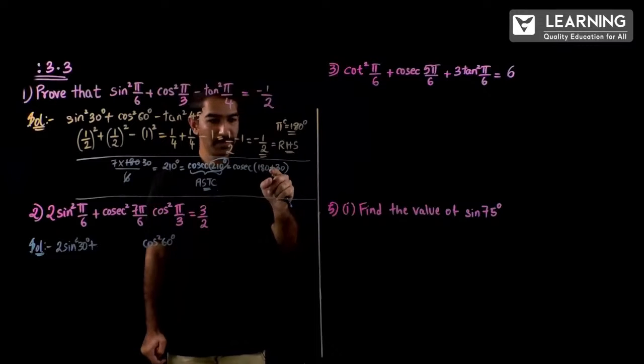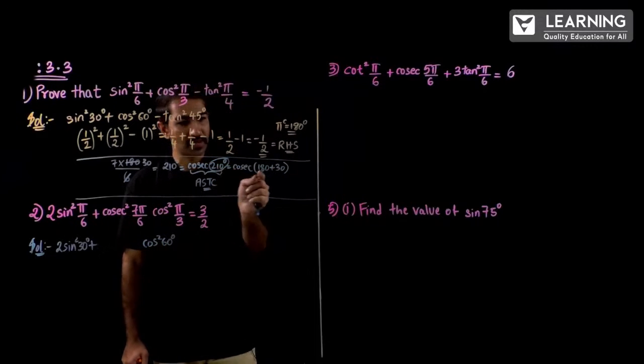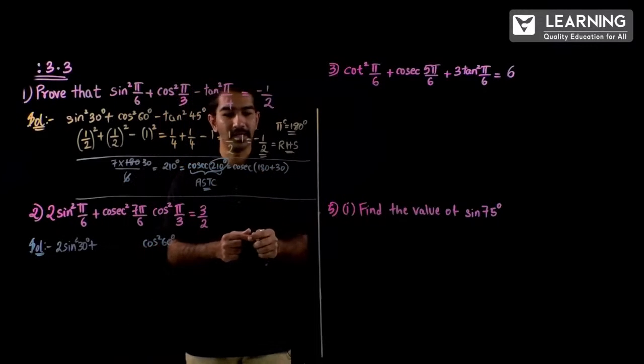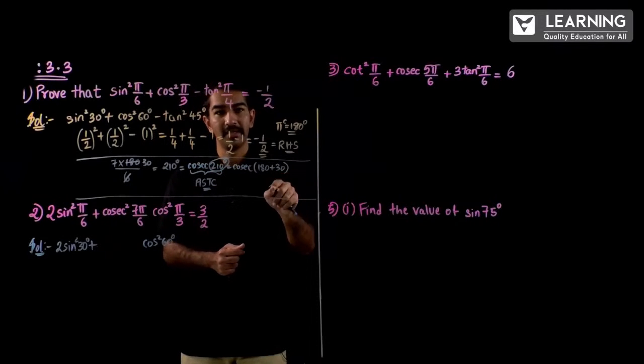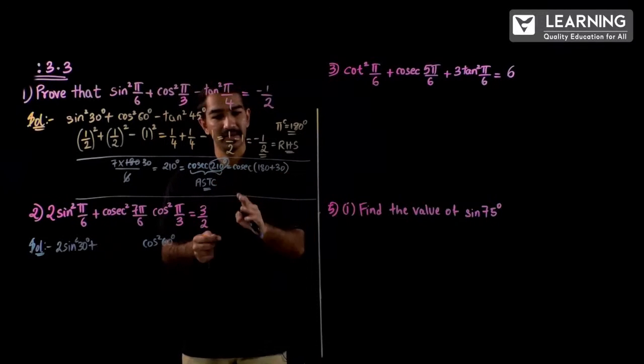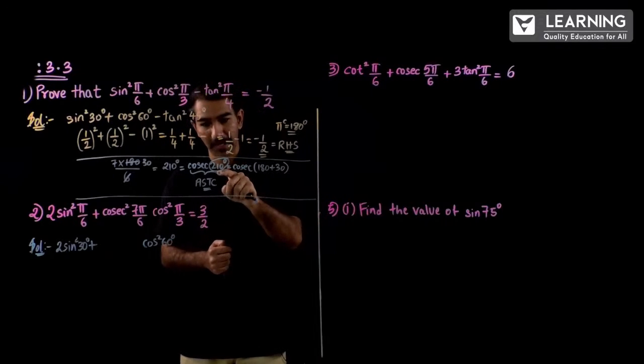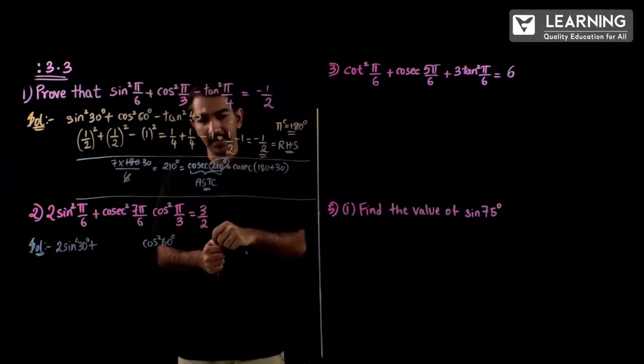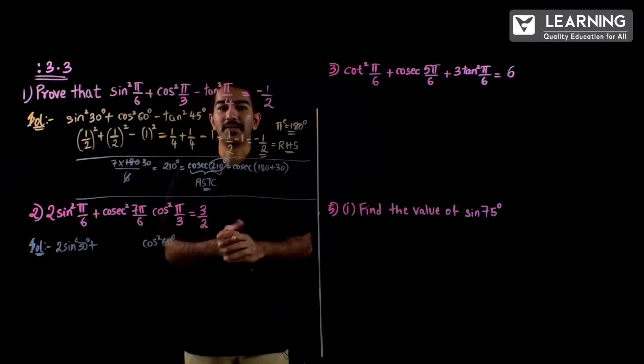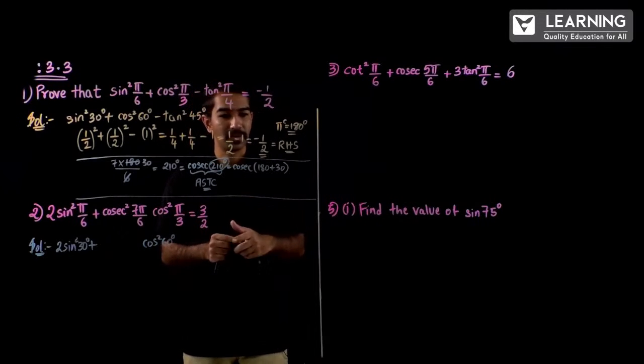Okay. Now 180 plus 30 means you have to expand this with respect to the ASTC rule and the table only. Okay, you cannot write 200 plus 10. That is expressing 210 not with respect to the table and ASTC rule. Always try to express this 210 with respect to the table and ASTC rule. Okay, this is the one point which you have to remember.